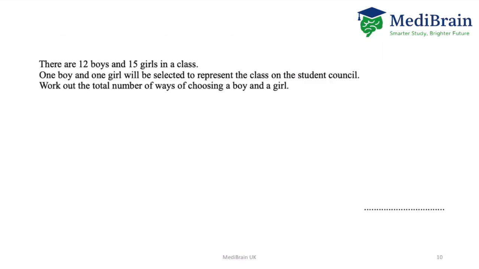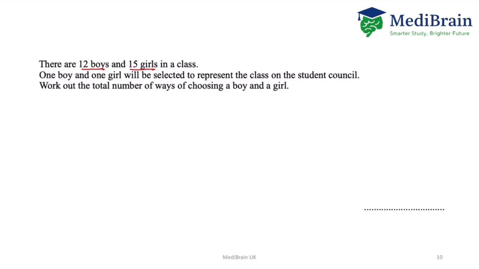So it says there are 12 boys and 15 girls in a class. One boy and one girl will be selected to represent the class on the student council. Work out the total number of ways of choosing a boy and a girl. Okay, so we had 12 boys and then we had 15 girls. We are going to select one boy and one girl to represent the class on student council. We're just looking at the total number of combinations that we can make.